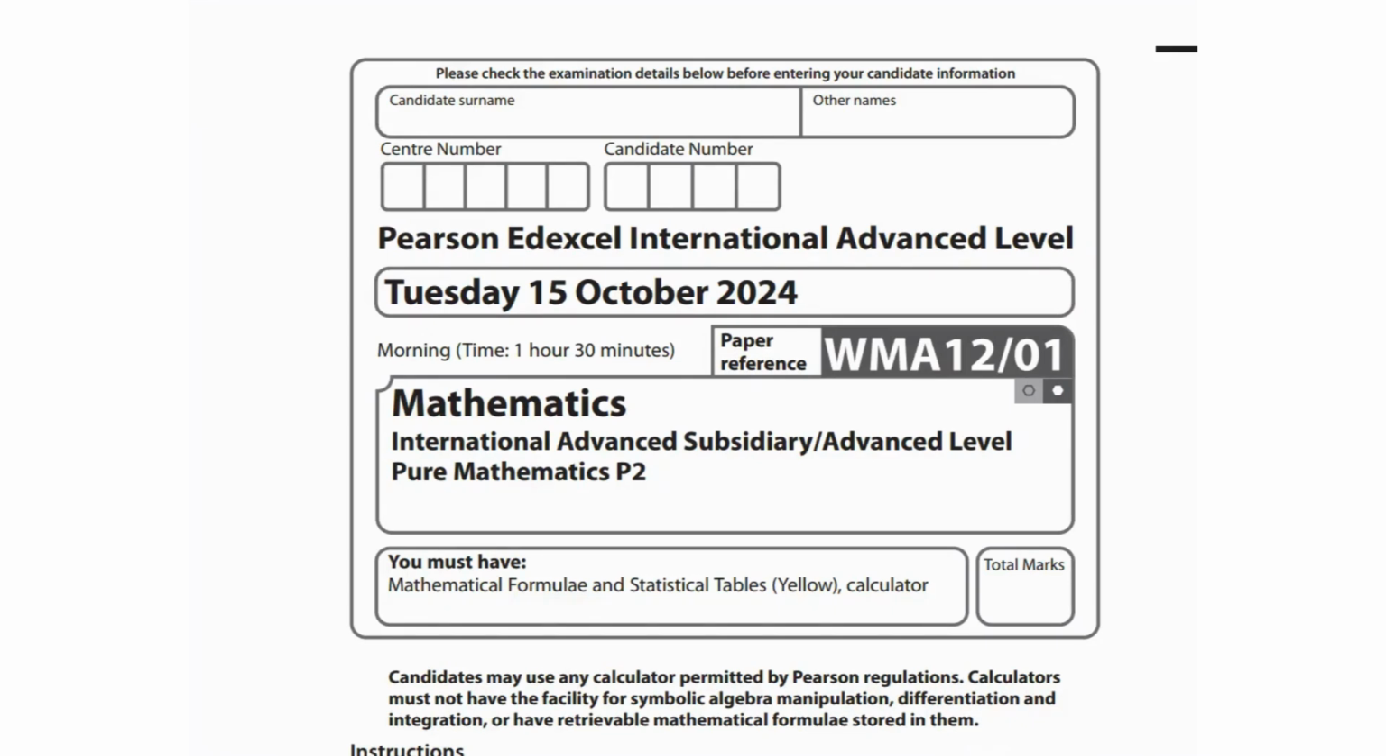So let's start with this one and see how difficult or easy Pure Maths P2 was for October 2024.